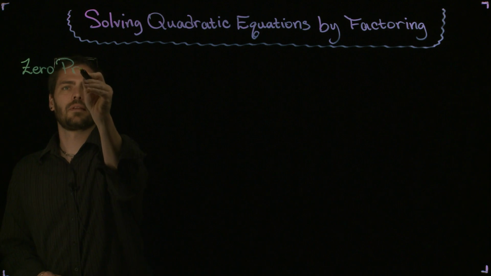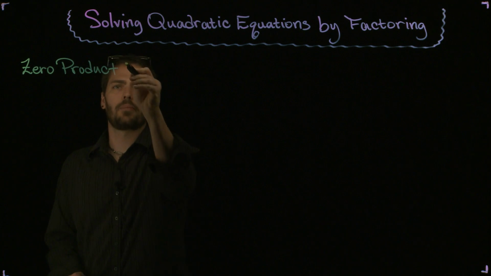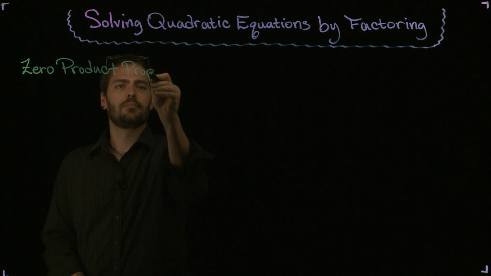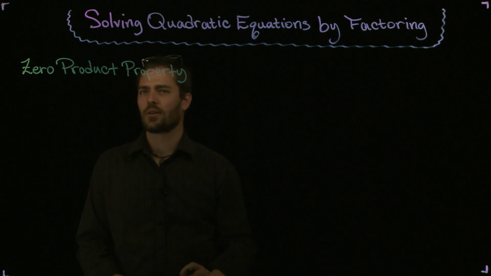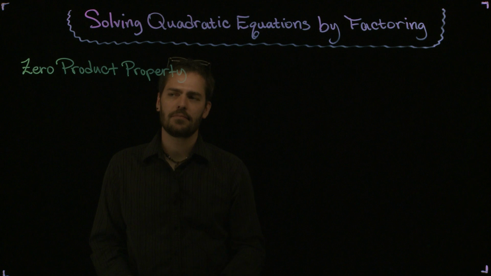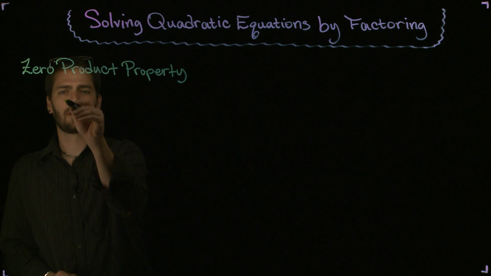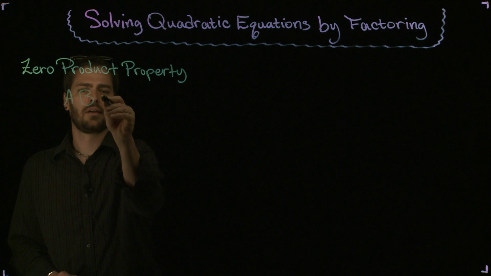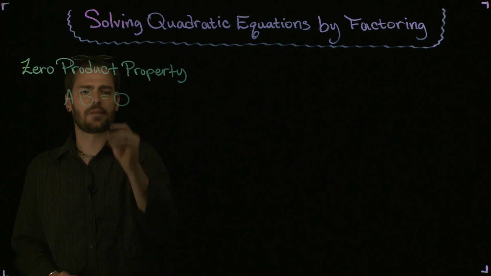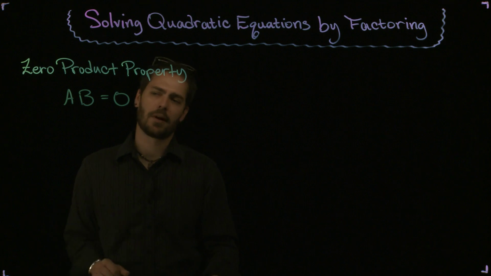Zero product, or we could call it property. More generally, there is a zero product theorem. We'll just call it the zero product property, and what that is the following. Whenever you're multiplying a couple items, let's just say A times B, and you get 0, then this tells you something about A or something about B.